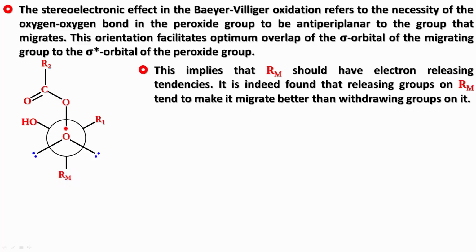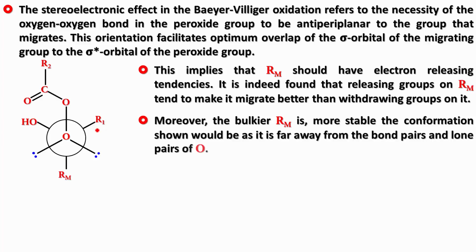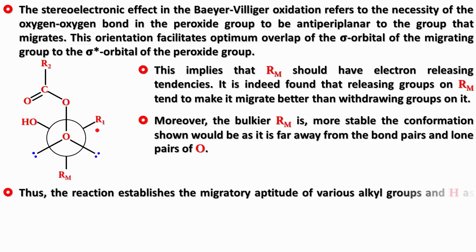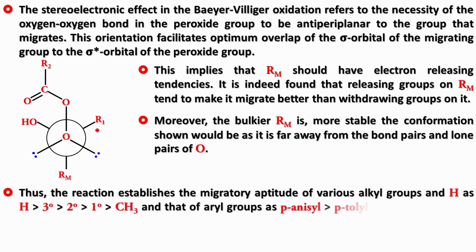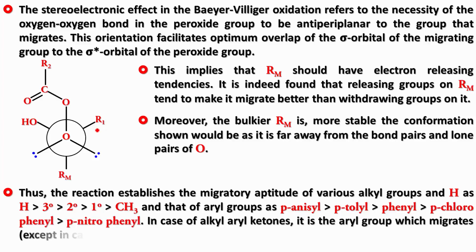So bulkier groups tend to migrate better than non-bulkier groups, because this particular conformation becomes more stable if the bulkier group is anti to the OO bond. So moreover, the bulkier Rm is, the more stable the conformation shown would be, as it is far away from the bond pairs and lone pairs of O. Thus, the reaction establishes the migratory aptitude of various alkyl groups and H: H, tertiary, secondary, primary, methyl, and that of aryl groups such as anisole, the tolyl group. These are releasing groups.